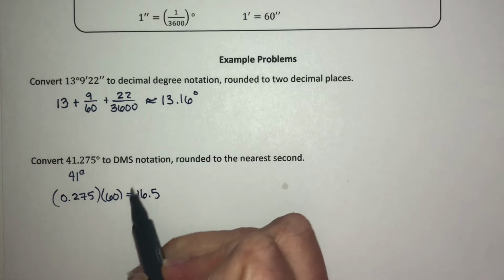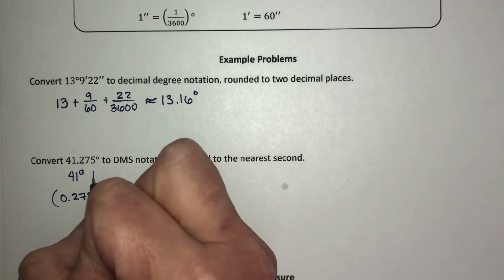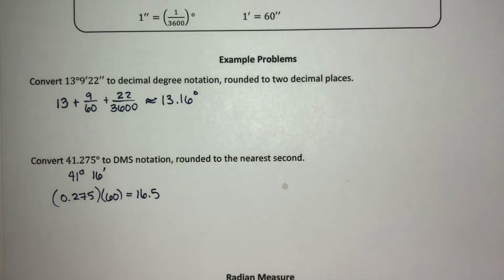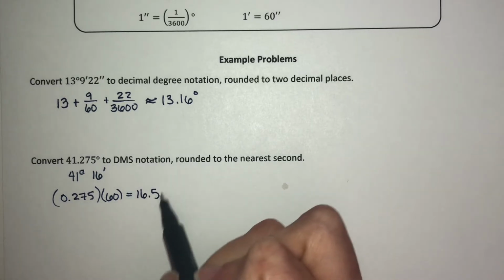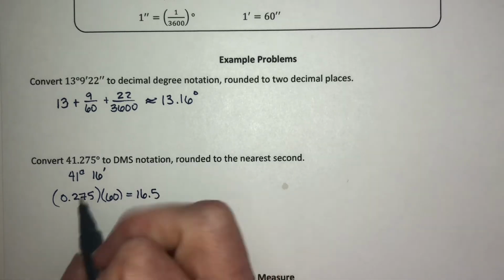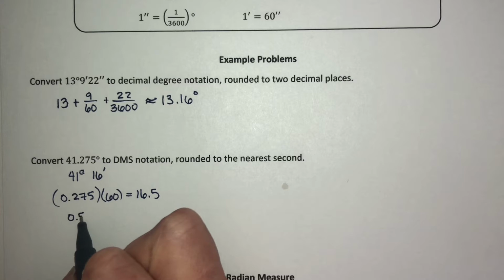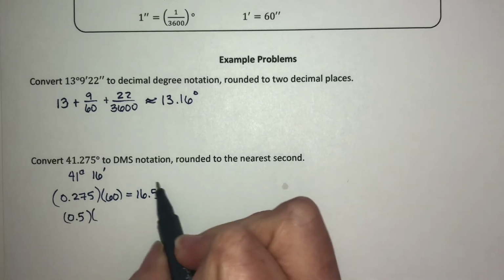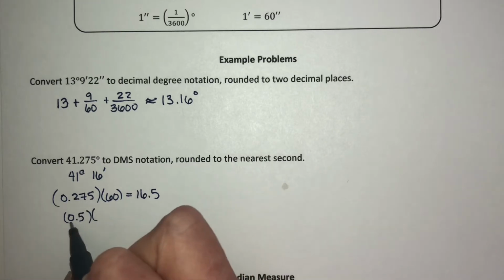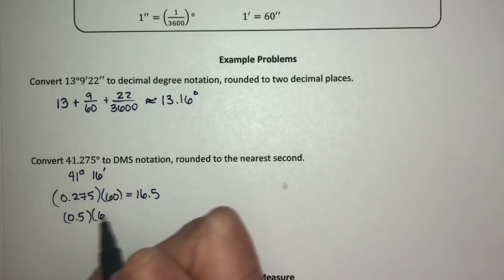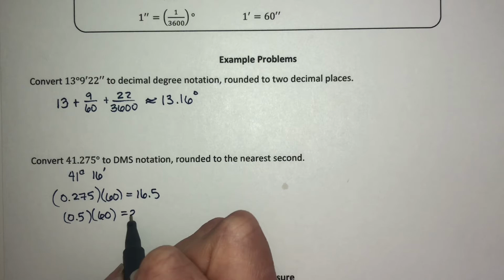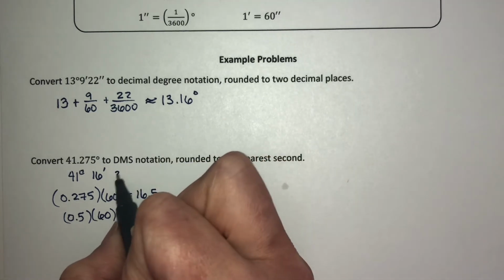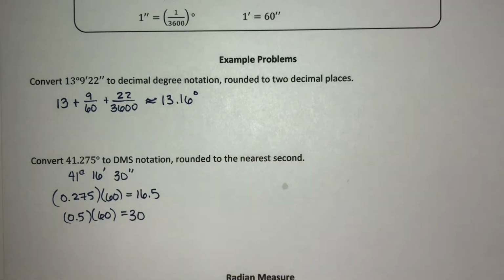Now I'm going to take the whole number part of this, 16 minutes, and then I'm going to repeat this. Basically the same thing I did here. I'm going to take the decimal part that's remaining, 0.5, so I have half of a minute. So half of a minute is half times 60, which is 30. So this is 30 seconds, and no rounding was required.